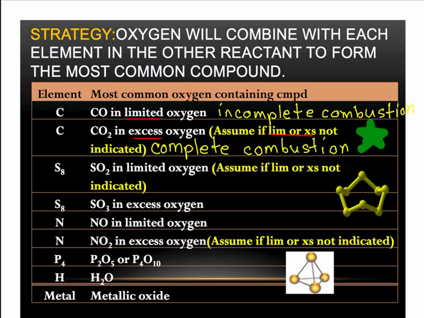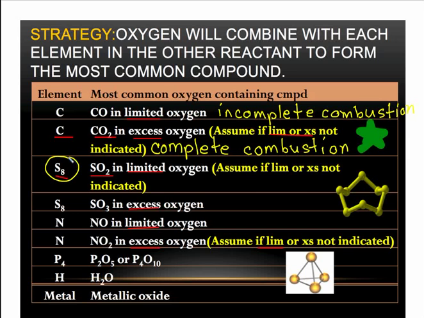Now, for sulfur, I want you to remember a long time ago I indicated that carbon and sulfur, and SO2 and CO2, tend to behave very similarly. And yes, the SO2 is in the limited oxygen here, but it's also the most common. It's the one you will assume. If it says excess, then you'll put SO3. Nitrogen is NO limited, NO2 excess. We assume the NO2. Now, phosphorus and sulfur are a little different.